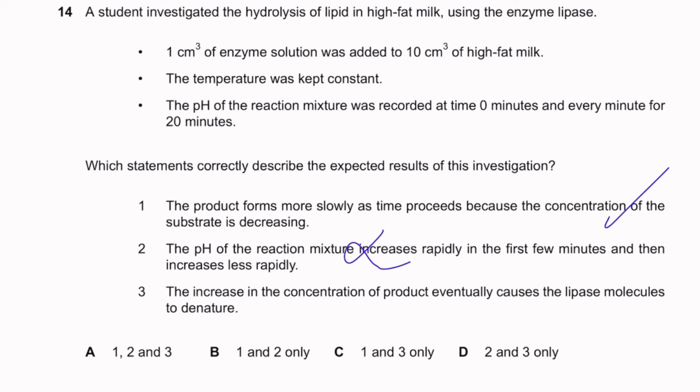Yes, actually that's just because of the same exact reason we mentioned earlier. pH is going to decrease because of the fatty acids, and pH will affect the tertiary structure of the enzyme, which will result in its denaturation. And so that is true. So yes, 1 and 3, that's C.